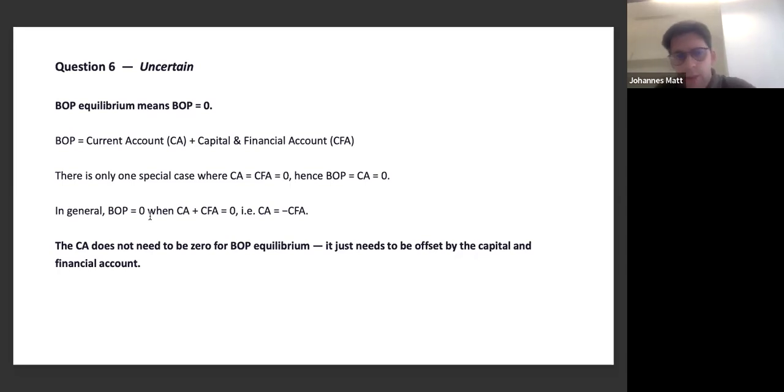So we can conclude here that the current account does not need to be zero for the balance of payment to be in equilibrium. It just needs to be the case that the current account is offset by the capital and financial account. So, for example, if there is a current account surplus, it is offset by a capital and financial account deficit, and if there's a current account deficit, it is offset by a capital and financial account surplus.